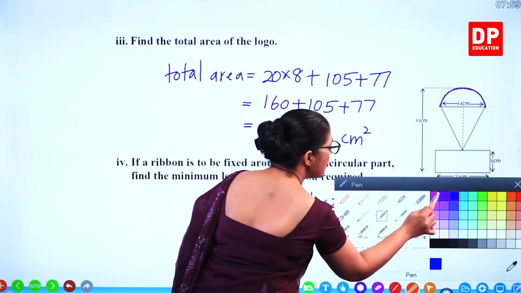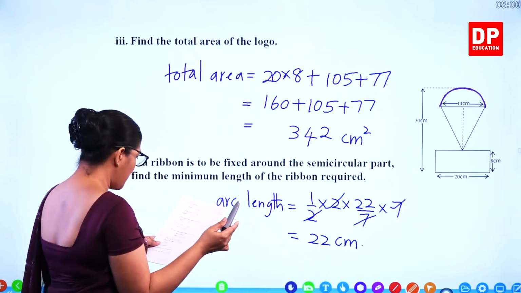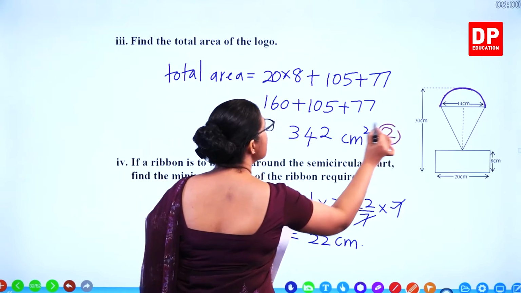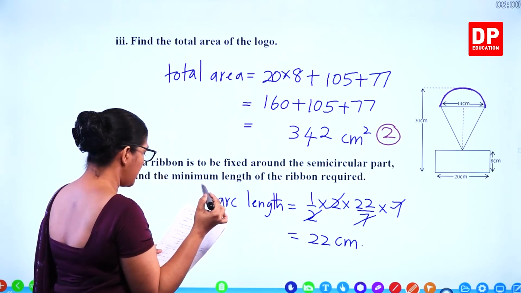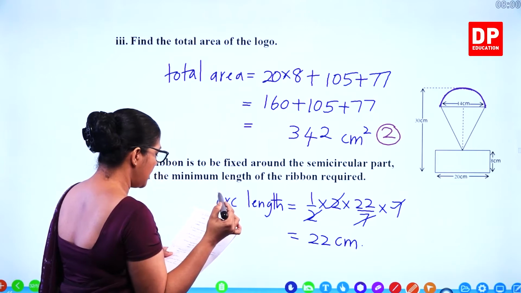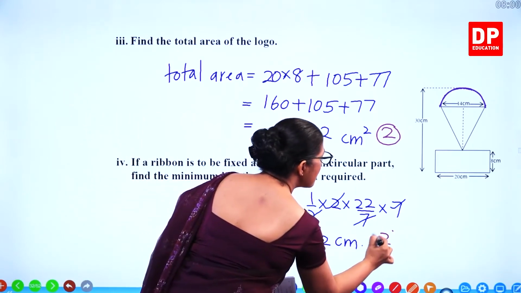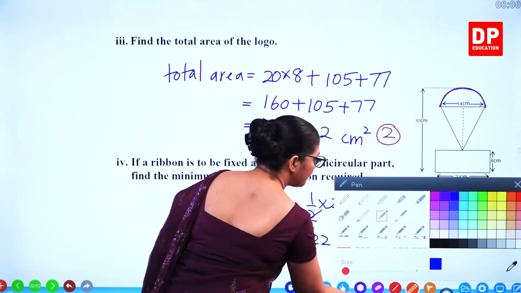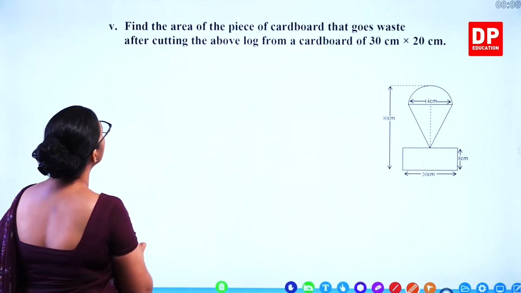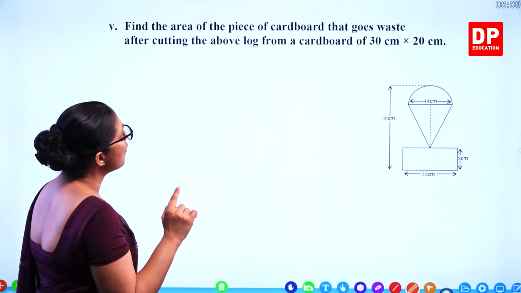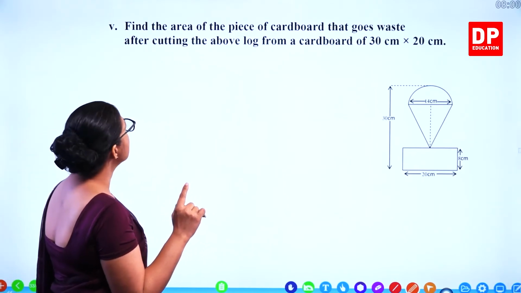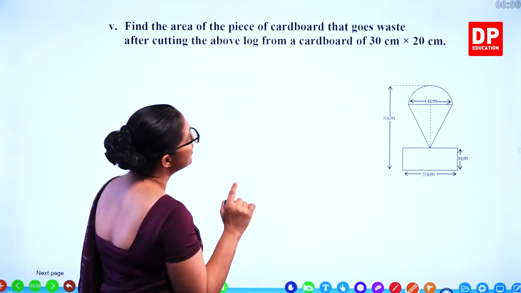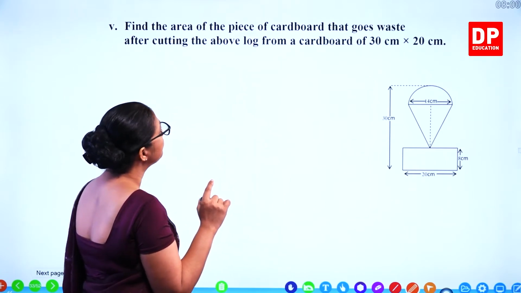So how many marks for these 2 steps? So we look at the marking scheme. So you get 2 marks for finding this one and 2 marks for finding this part. Now we'll take the next one. Find the area of the piece of cardboard that goes waste after cutting the above logo from a cardboard of 30 by 20 centimeters.